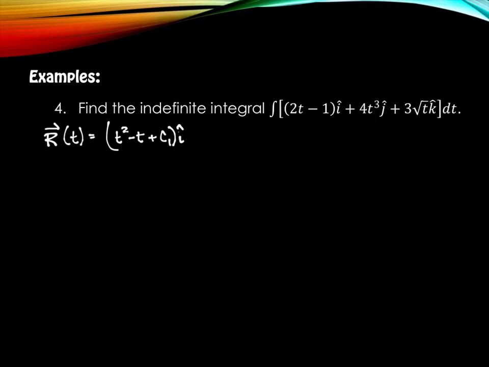All right, so what about the J component? T to the fourth, but then it needs to be also plus C2, and that's j. And then the K component is the ugliest, for sure. 2t to the 3 halves, but it was given to us in radical form. So 2 square root of t to the third. Okay, you can do square root of t to the third. What's another way you could write it?